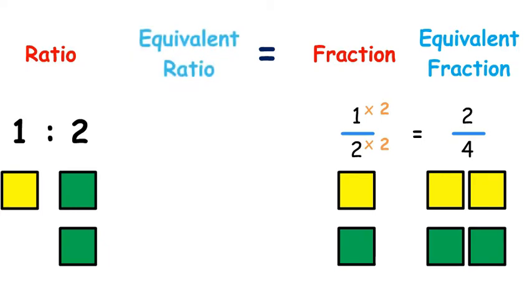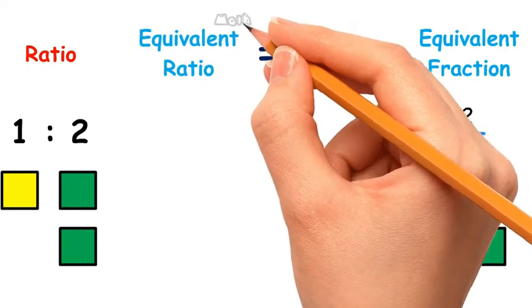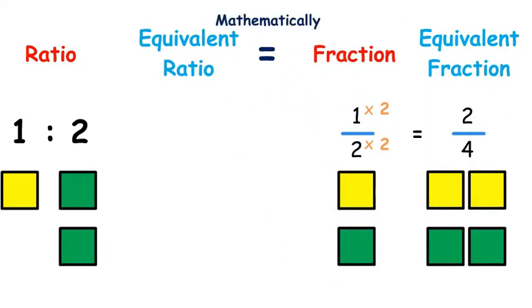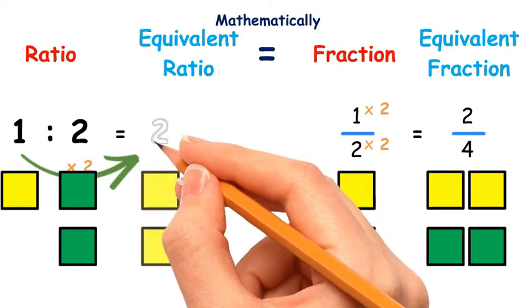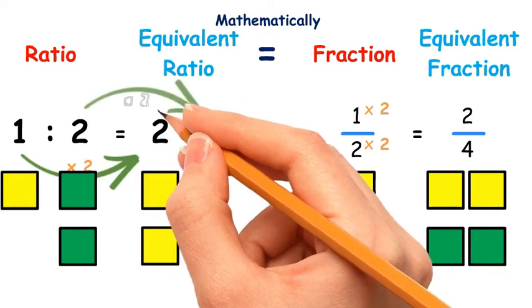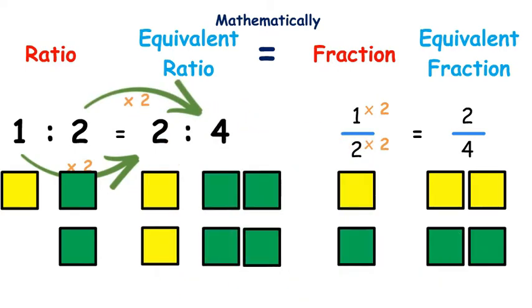Same as with ratio, remember, mathematically ratios and fractions are equal, so the algorithm would be the same. 1 times 2 equals 2, 2 times 2 equals 4. Now we have an equivalent ratio. 1 is to 2 is equal to 2 is to 4.